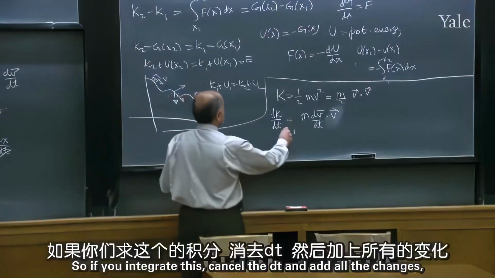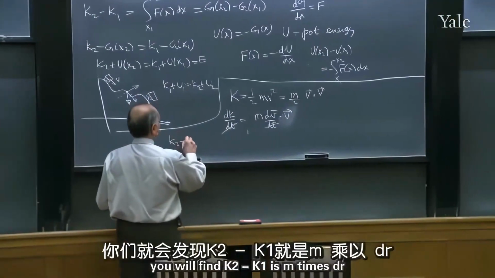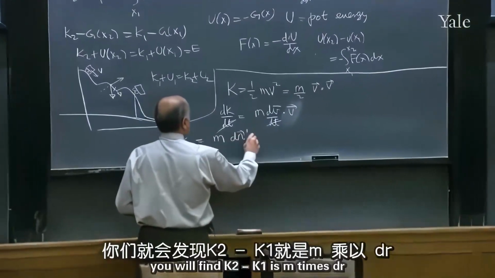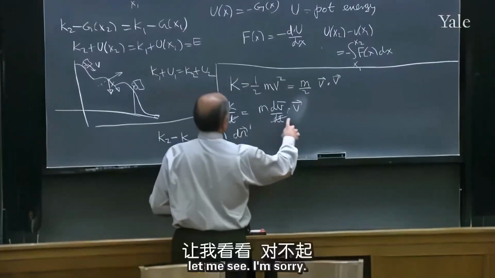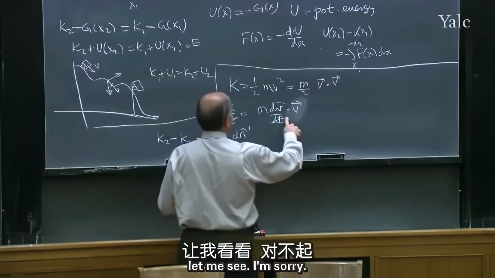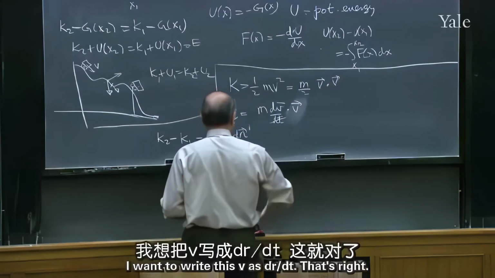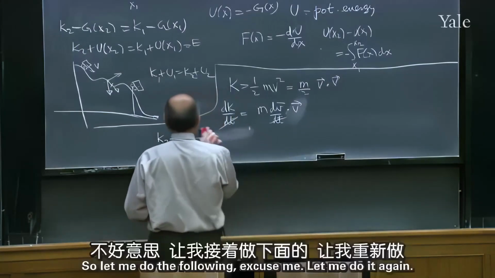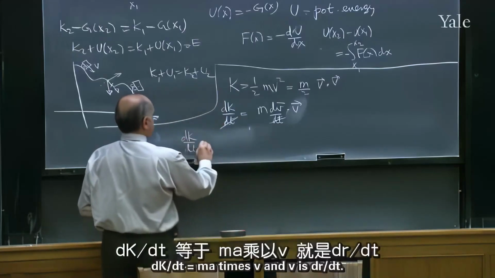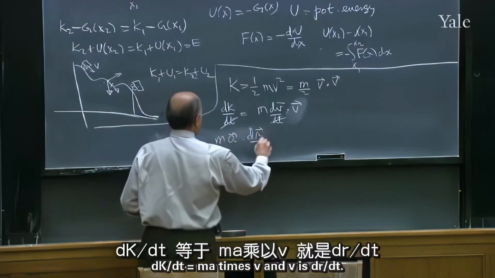So if you integrate this, cancel the dt, and add all the changes, you will find k2 minus k1 is m times dr. Let me see. I'm sorry. I want to keep the dv dt here. Then I want to write this v as dr dt. That's right. So excuse me, let me do it again. dk dt is equal to m a times v, and v is dr dt.